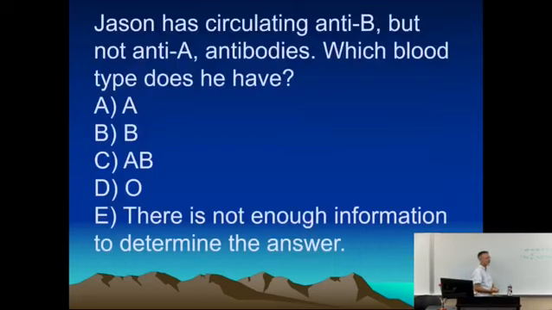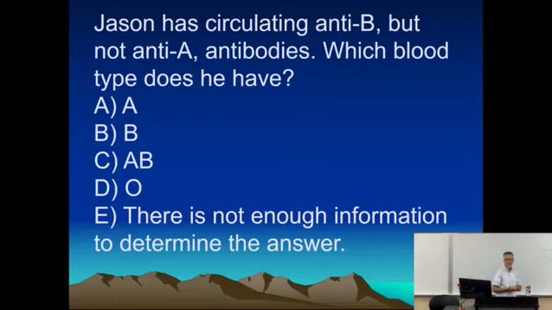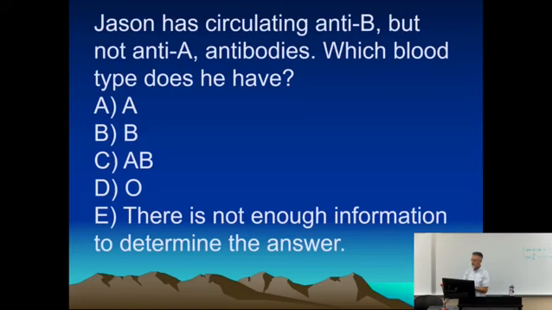Oh, how about this? Back to blood. We did blood typing. Jason has circulating anti-B antibodies, but not anti-A antibodies. Which blood type does he have? Now, this is not considering the whole positive or negative, just the letters themselves. A. So that would be type A, okay?